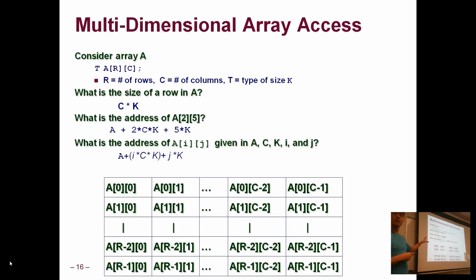Does everyone understand this formula? You need to get to the ith row. So you have to multiply. Each row is C times K. You get to the ith one by multiplying by I. And then you want to get to the jth element of this row. So then you take J times K, and that moves you to that element, broken up into two parts.